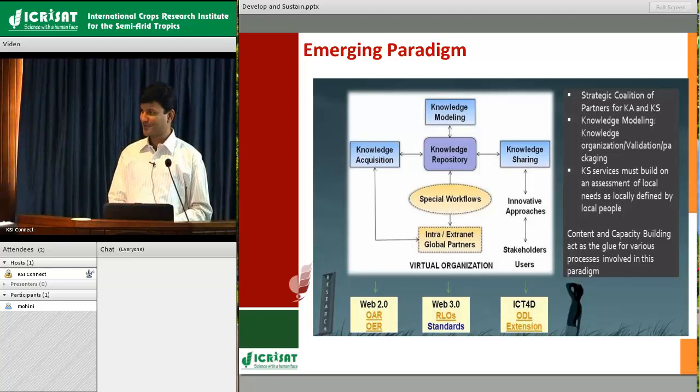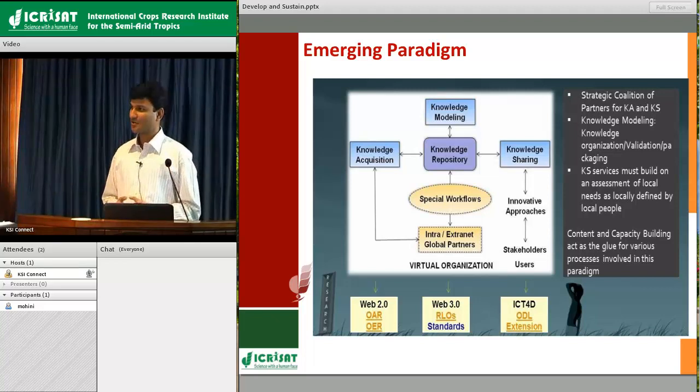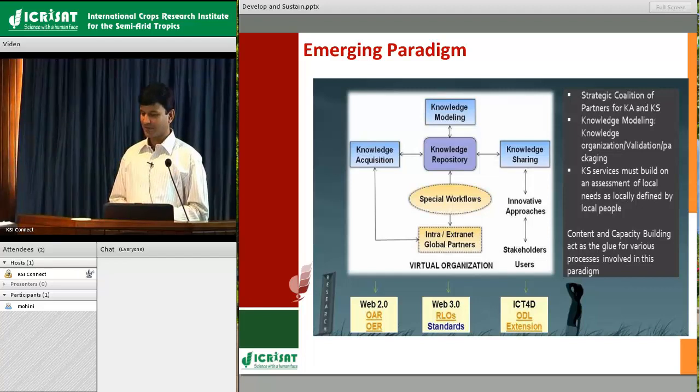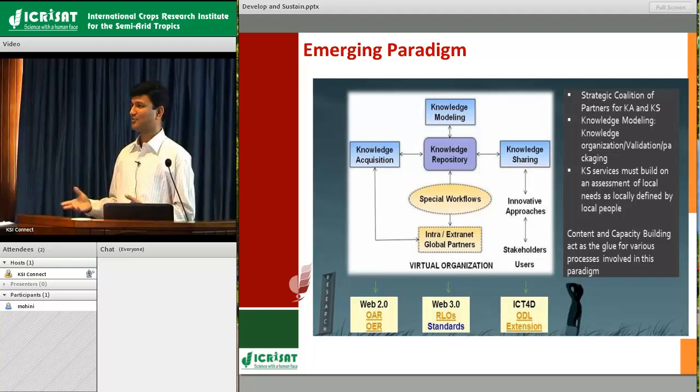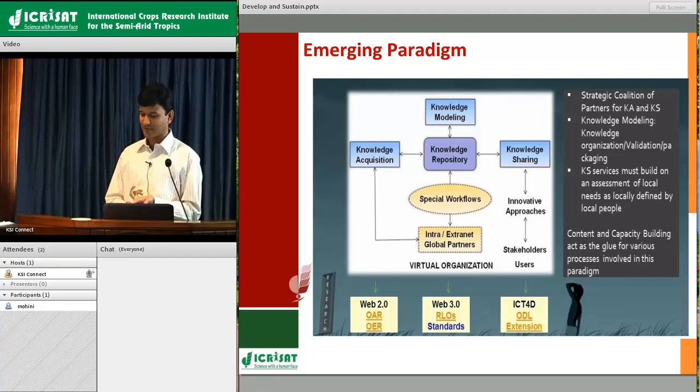Then ICT for development, open distance learning, extension. What is emerging at the end of the day is that the strategic coalition of partners is very, very important for knowledge aggregation and knowledge sharing, or any kind of partnership approach. We need to follow that. And the knowledge organization, validation, and dissemination mechanisms are important: validate the knowledge before we disseminate. Most of these services must build an assessment of local needs as locally defined by the local people. That's it. These are the basic principles we follow.